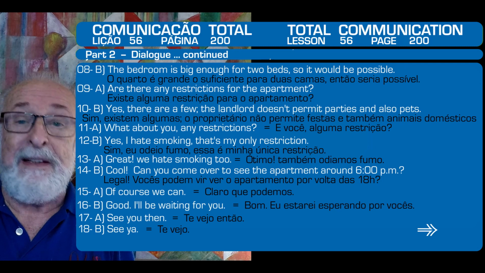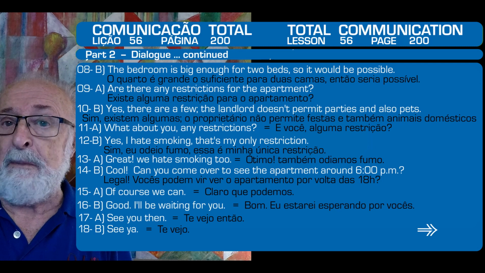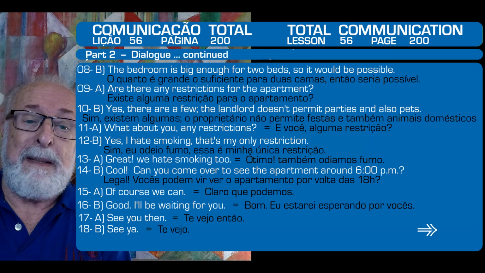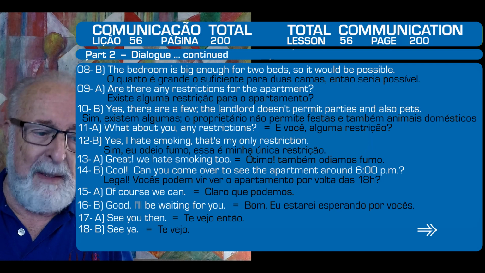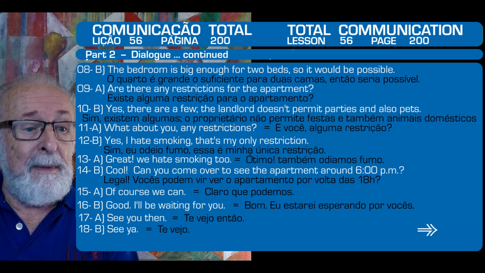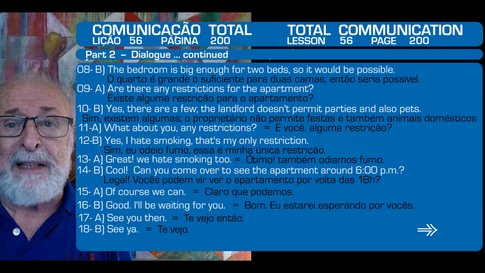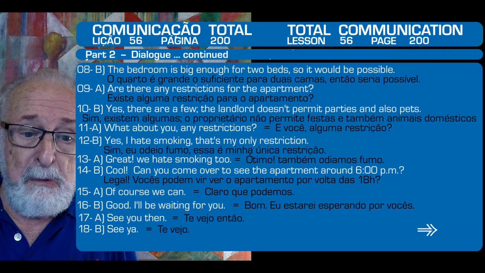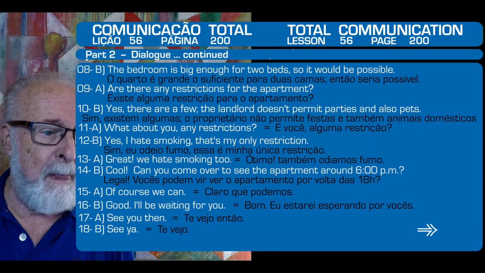É interessante. Tem gente que quer silêncio absoluto. Então eles não aceitam festas no prédio, em alguns lugares. Se você quiser dar uma festa num apartamento pequeno, não vai, né? Mas se for uma reuniãozinha de amigo, é evidente que isso não é proibido. Ele está dizendo festas, né? Então ele diz, yes, there are a few. The landlord doesn't permit parties and also pets. Quer dizer, o proprietário não permite festas e também animais domésticos.